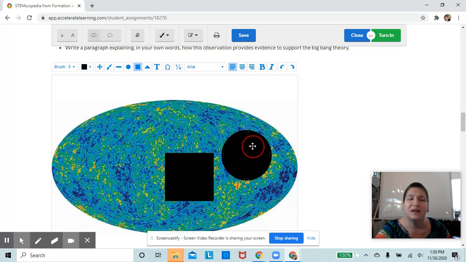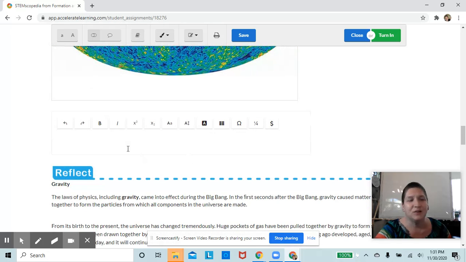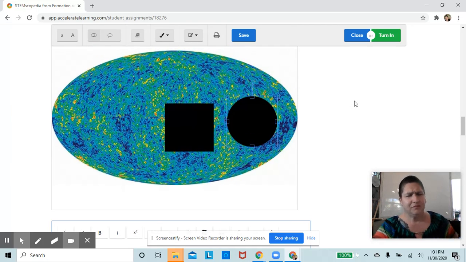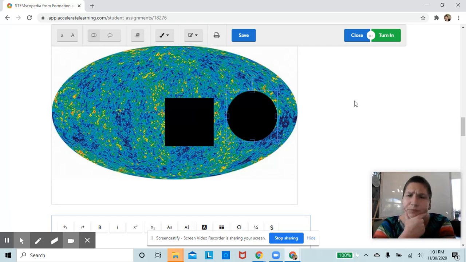All right, so I'm going to go ahead and cover that spot. Okay, you with me so far? All right, now I'm going to come down here and write a paragraph saying why this is evidence for Big Bang Theory. Well, let's see. It's all pretty equally distributed, and it all seems to be moving away from this cool center.